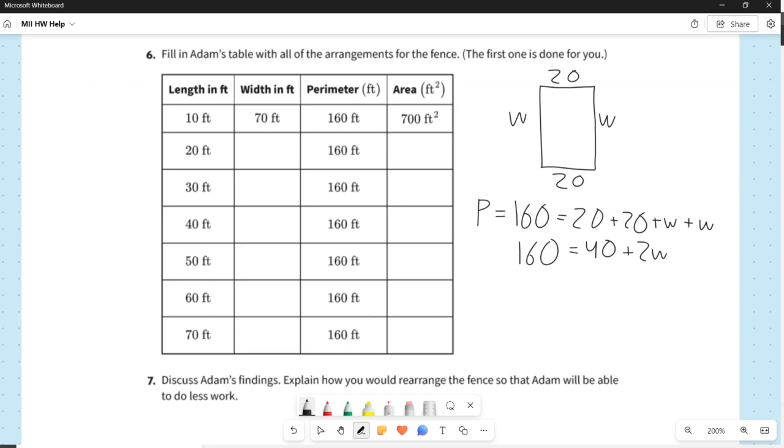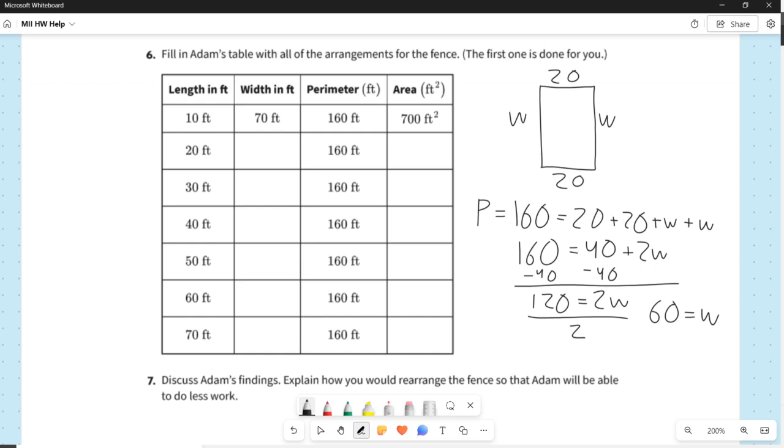All right. We want to get w by itself, so we will subtract 40. 160 minus 40 is 120, and the 2w drops down. I want to get rid of that 2, and the 2 is being multiplied by the w, which means I want to divide. I want to do the opposite of that. So those 2's are going to go away, and 120 divided by 2 is 60, is w.